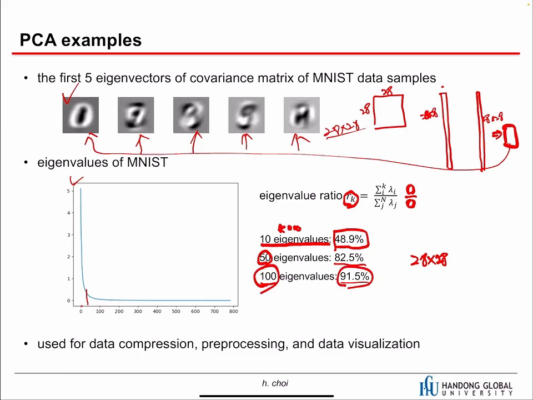So we can use this kind of principle for data compression, pre-processing, or as a feature extractor. We can extract some features in low-dimensional space, or we can use it for data visualization. For data visualization, we need to project the data into two-dimensional space or at most three-dimensional space. If we have four-dimensional vectors, then it's not possible to visualize. So we can use this for many applications.